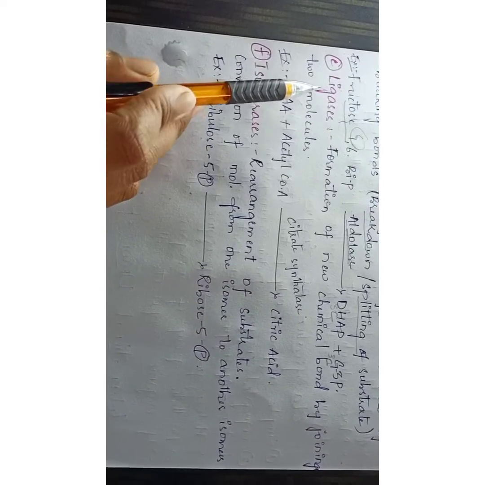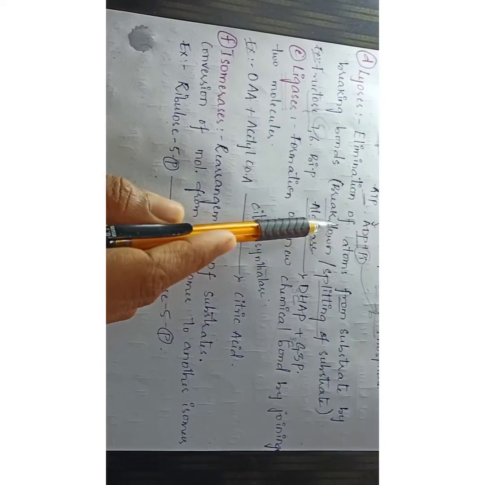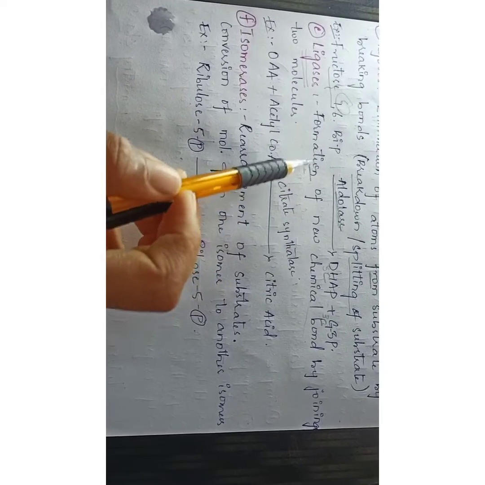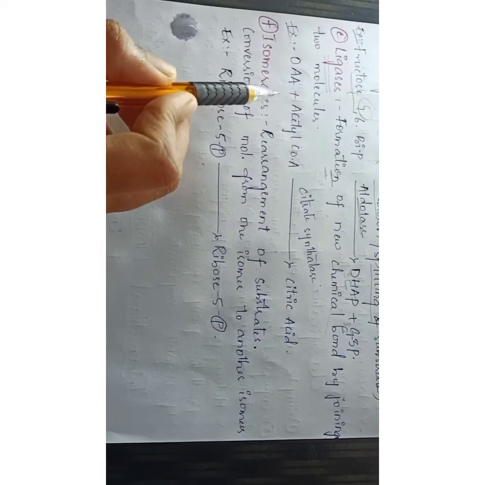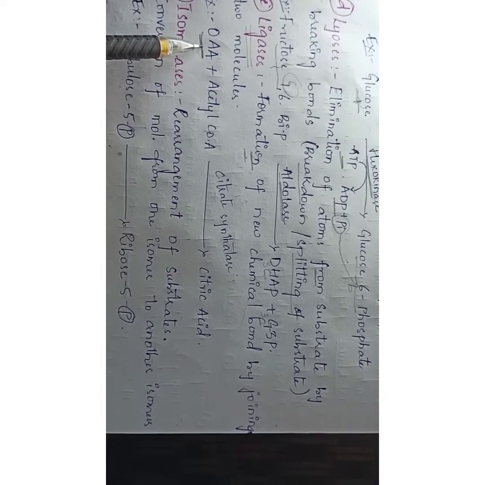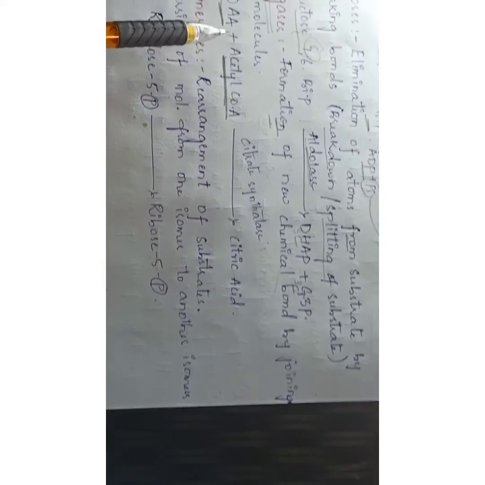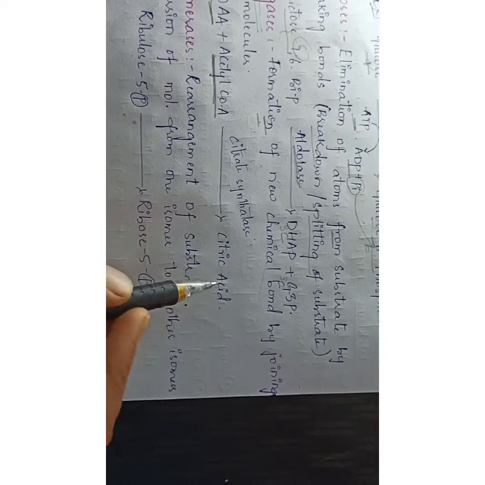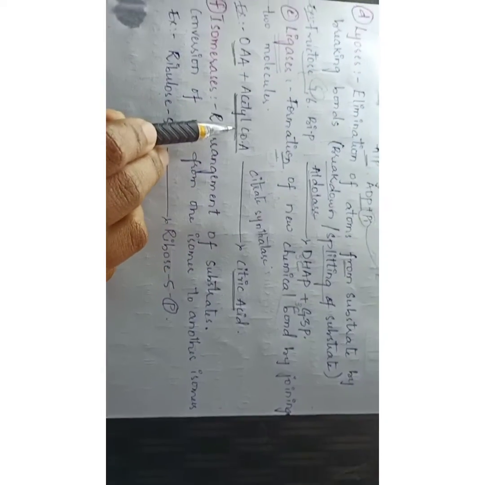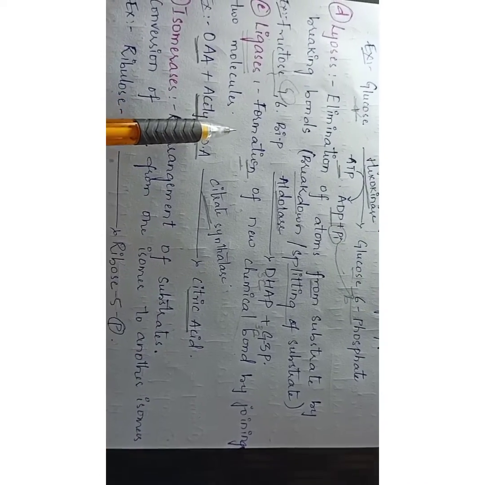Next one is ligases. Ligases is nothing but the formation of a new chemical bond. There the breakdown of a bond takes place, here the formation of a new bond is taking place between the two molecules in order to join them. See here, it is quite the reverse. An example of ligases is OAA, that is oxaloacetic acid. When it is combined with acetyl coenzyme A, the new bond is formed, and it will be converted into citric acid, which is the combination of oxaloacetic acid and acetyl coenzyme A. It is done with the activity of the citrate synthetase enzyme. So ligases is nothing but helpful in joining.